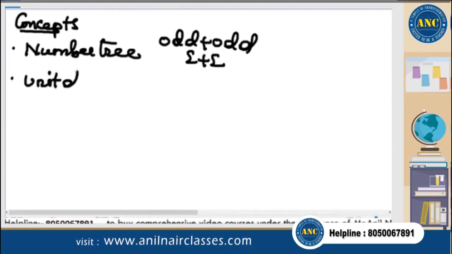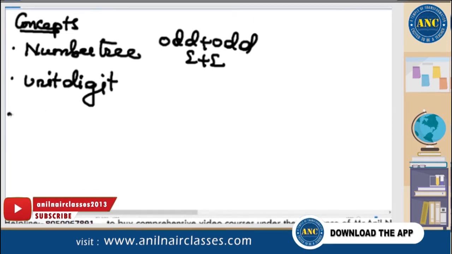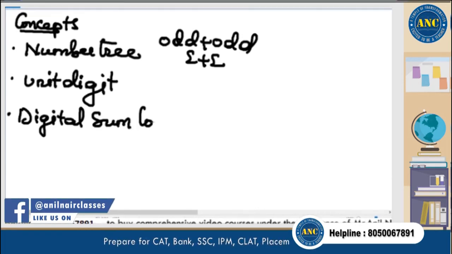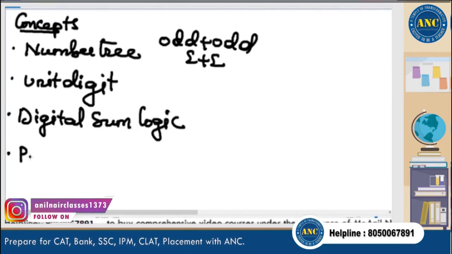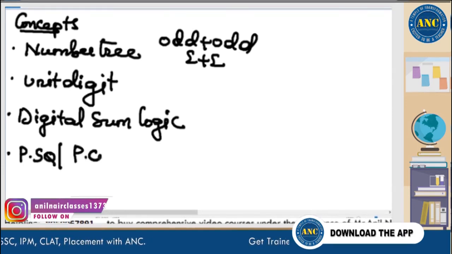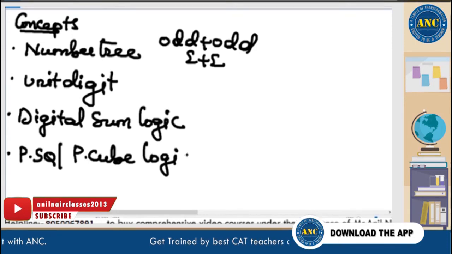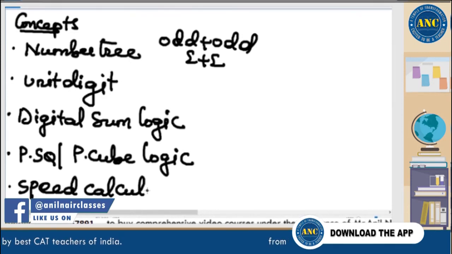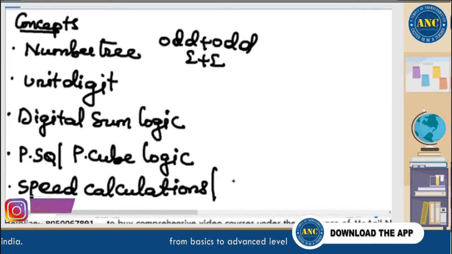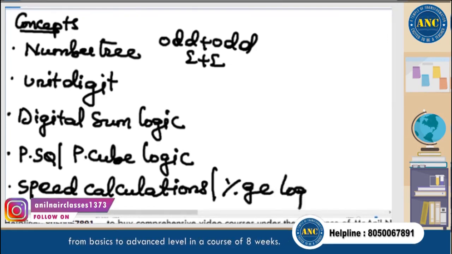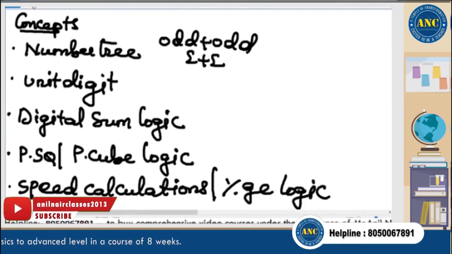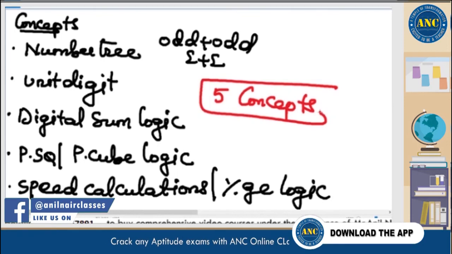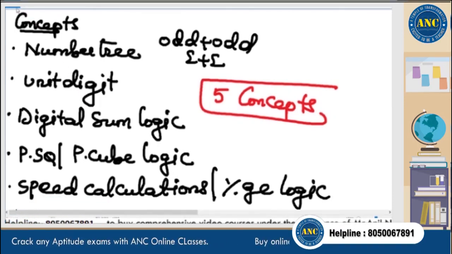Use unit digit logic. If it is not working, use a digital sum logic. If a digital sum logic is not working, use a perfect square or perfect cube logic. If it is still not working, use speed calculations logic. Use speed calculations or percentage logic. These are the five concepts which we discussed today. I hope it is very, very clear.